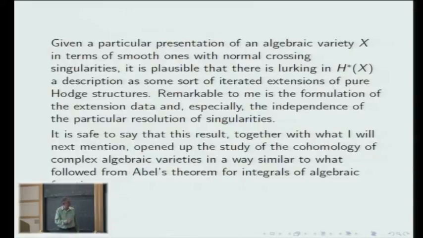To say that it gives something useful means, technically, what Deligne proved is that a spectral sequence degenerates, so that when you resolve the cohomology of this variety in terms of the cohomology of smooth, complete varieties, what you get isn't too far removed from a classical Hodge structure. It's a mixed Hodge structure. And secondly, that the thing is independent of the resolution of singularities. Okay? It's not at all clear on the face of it that this should be the case. So I think it's safe to say that this result, together with the next one I'll mention, really opened up the study of the cohomology of algebraic varieties in a similar way to what Abel's theorem did for algebraic integrals in one variable.